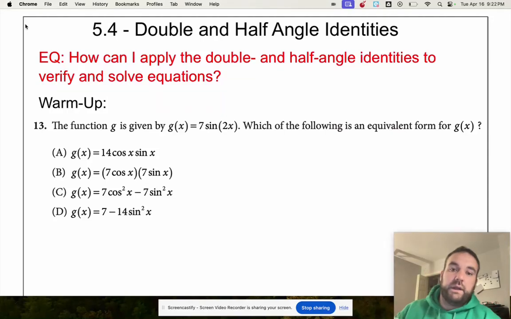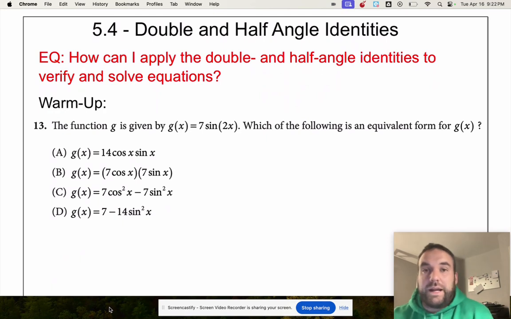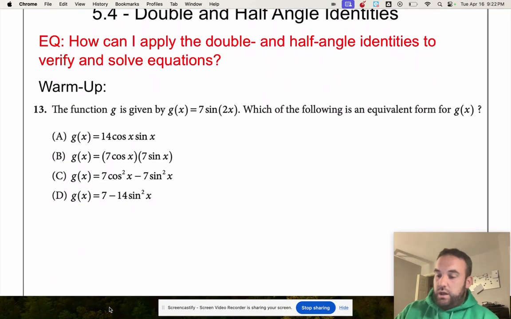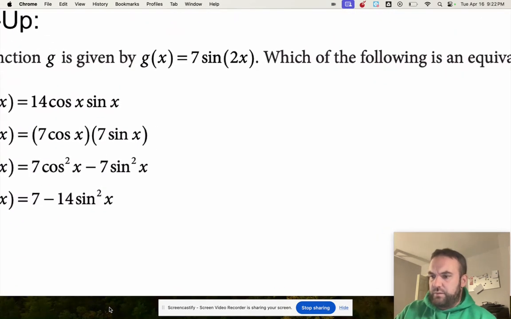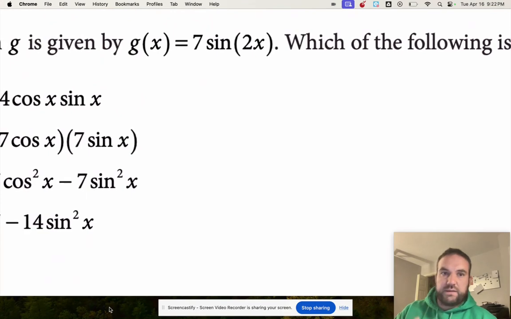Oh, hey there. In this video, we're going to take a look at the final handful of trigonometric identities that we need for our study of simplifying and verifying trig equations and expressions. As our essential question: how can I apply the double and half angle formulas or identities to verify and solve equations?